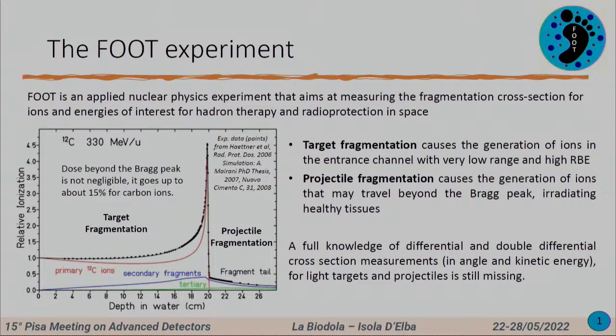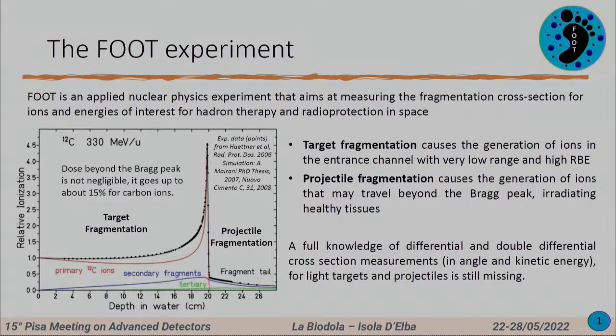But if we look at the depth dose profile and compare the measured one to the one that we expect considering just the primary particles, we see a not negligible difference. This difference in the entrance region is due to target fragmentation, tissue fragmentation, that causes the generation of ions in the entrance channel with a very low range, usually a few micrometers, but with a high RBE, a high effectiveness.